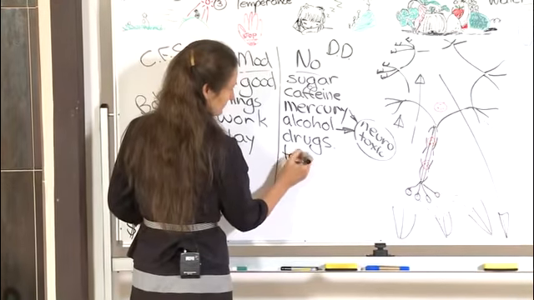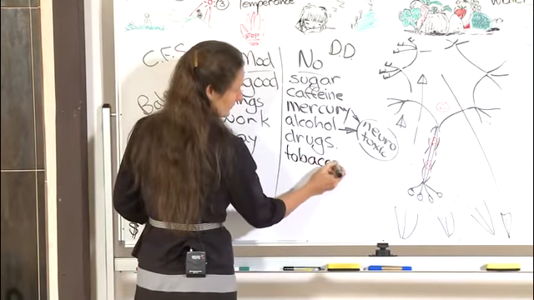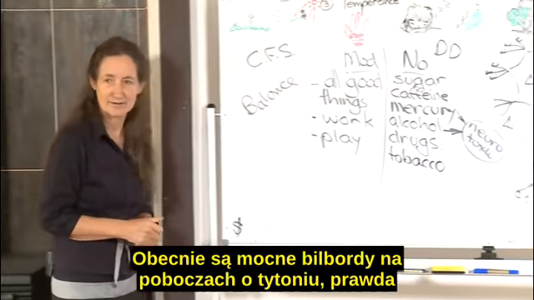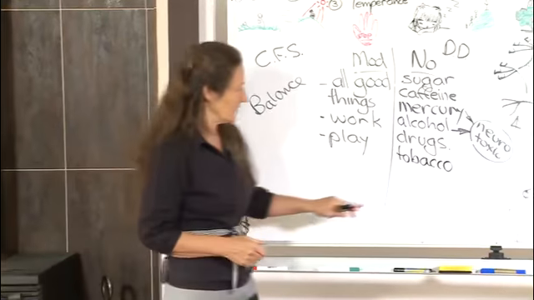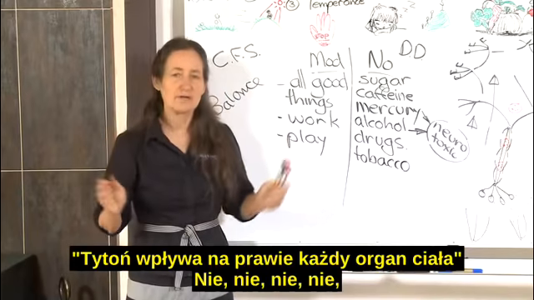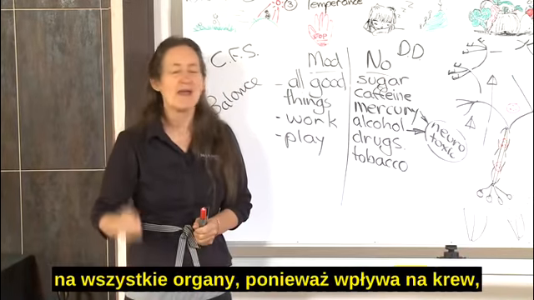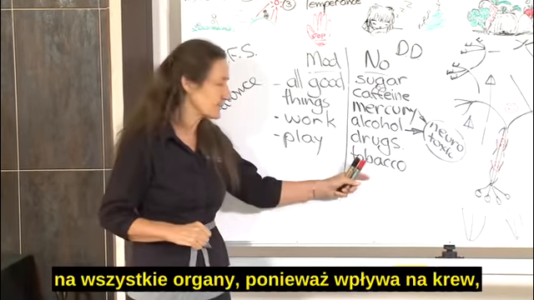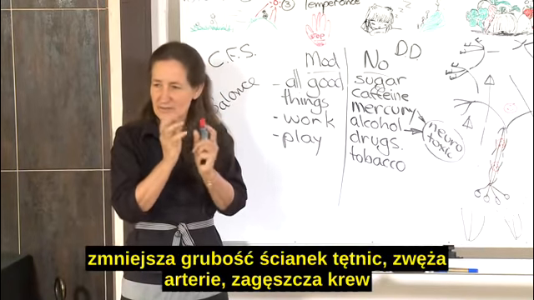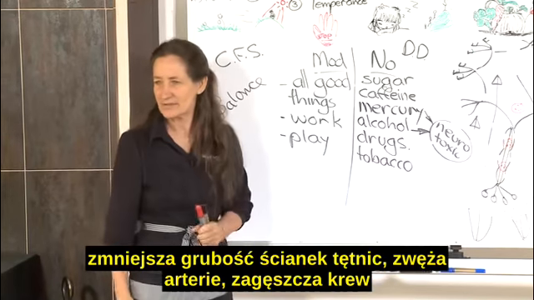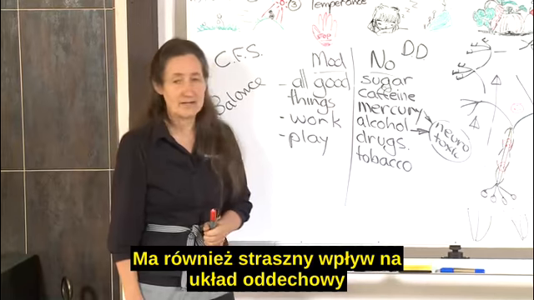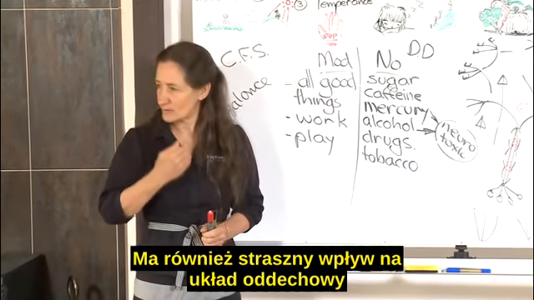Tobacco. There's some pretty graphic signs on the side of the road today, isn't there, on tobacco. One of the signs says, tobacco affects almost every organ of the body. No. Every organ, because it affects the blood. It thins the arterial wall, it narrows the arteries, it causes the blood to go thick, so it affects every organ of the body. It also has a terrible effect on the respiratory.